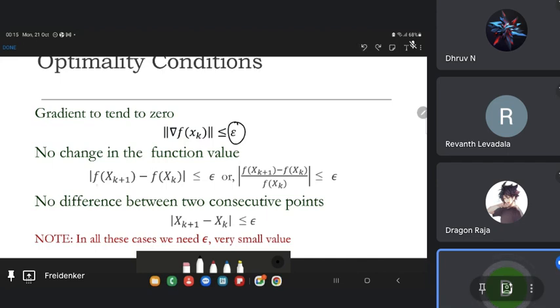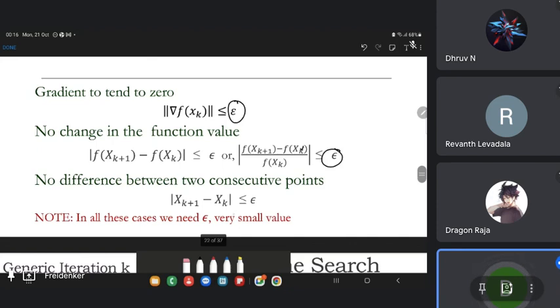No change in function value. So if you take the difference of the function values less than some epsilon, or else you can do this also. It doesn't matter. It's like you're taking a fraction: final minus initial by initial. If you did some error analysis, something very similar to that. You can either do this or do this.